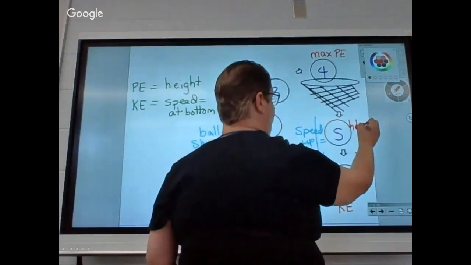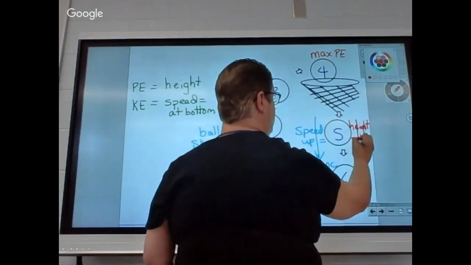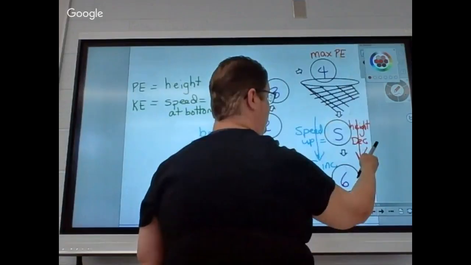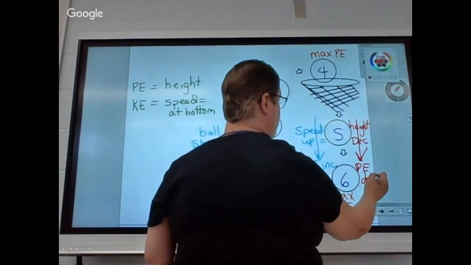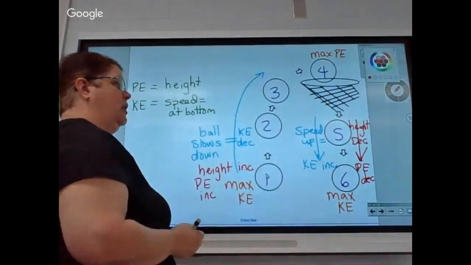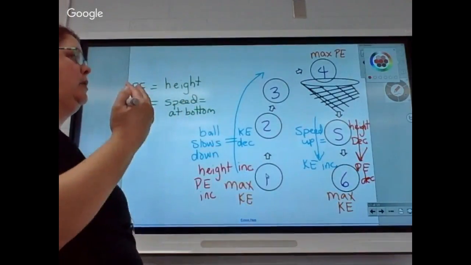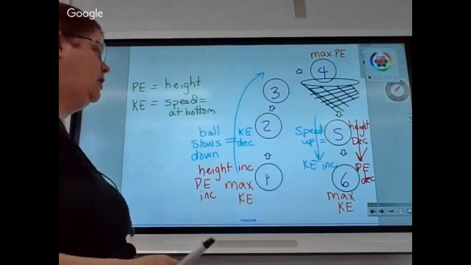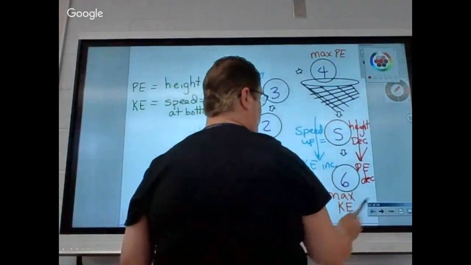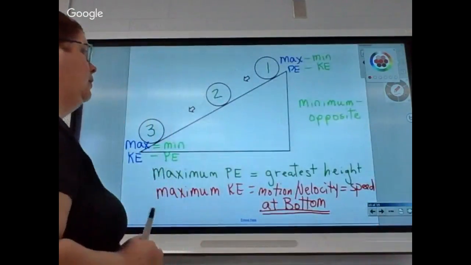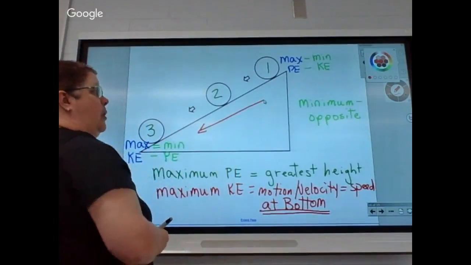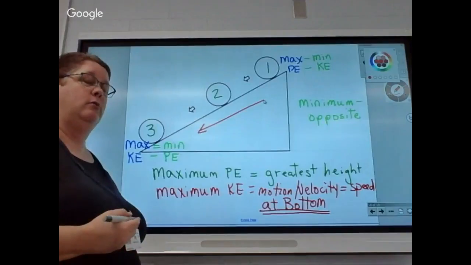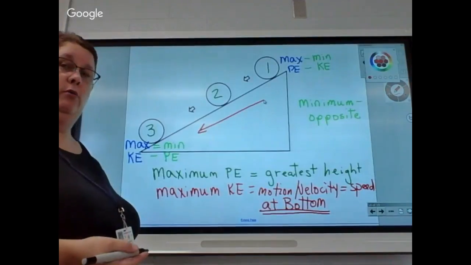Height decreases. So if height decreases, potential energy decreases. You have to look at what's happening as you go up and you go down. So if we go back to the picture that we just drew, as we go this direction, what is the ball going to do? Is it going to go faster or is it going to go slower?